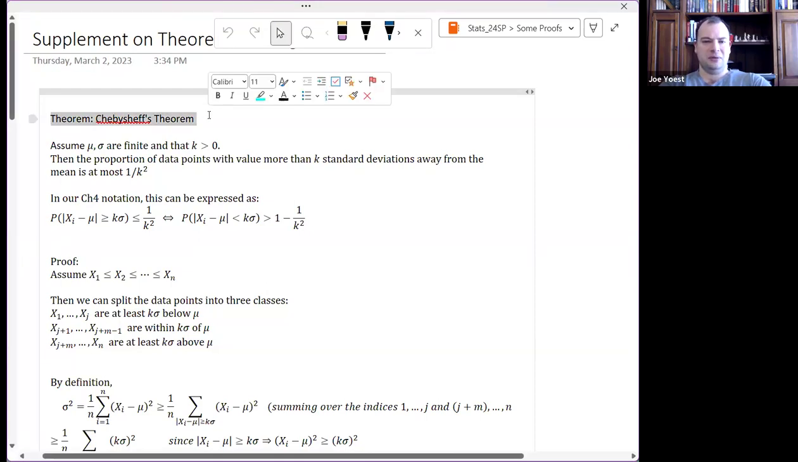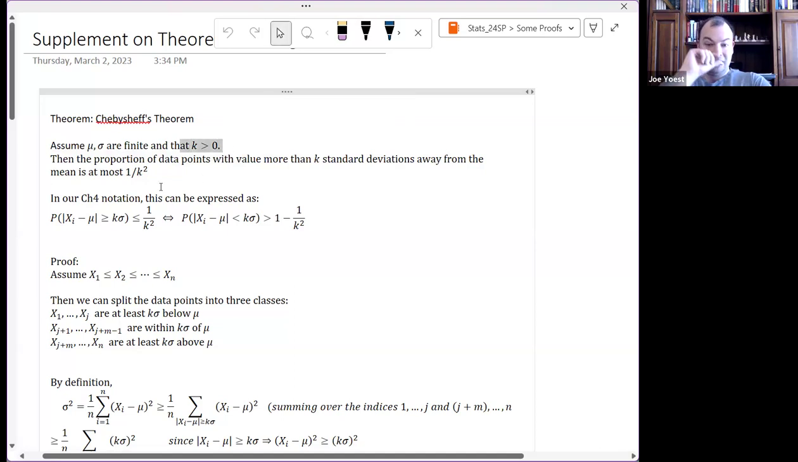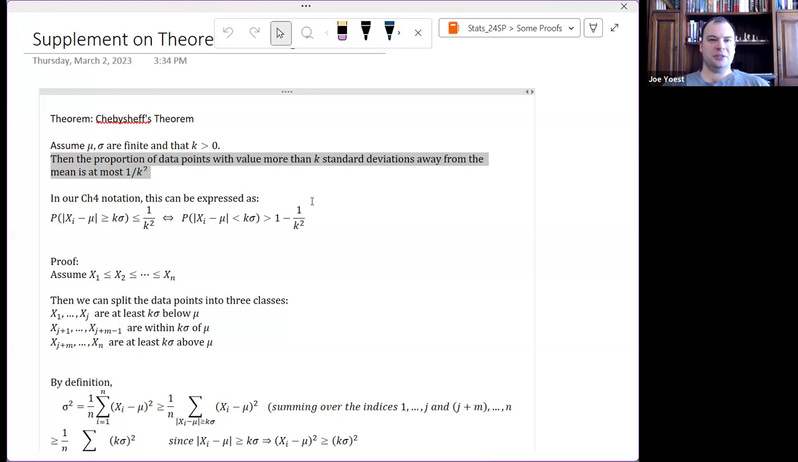The first theorem that we're going to discuss is Chebyshev's theorem. And the assumption is that mu and sigma are finite numbers, and that k is a positive number. And what Chebyshev says is that the proportion of data points, remember, we're thinking back to chapter 3 here, that's where Chebyshev was from, with a value more than k standard deviations away from the mean is at most 1 over k squared.